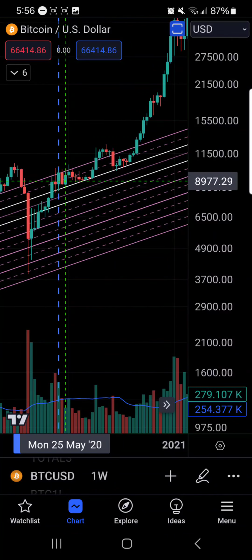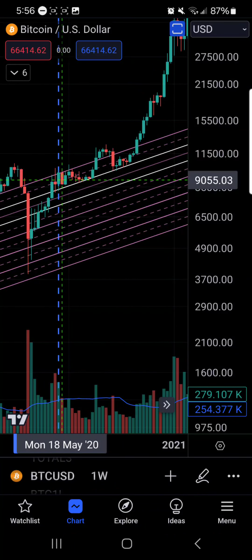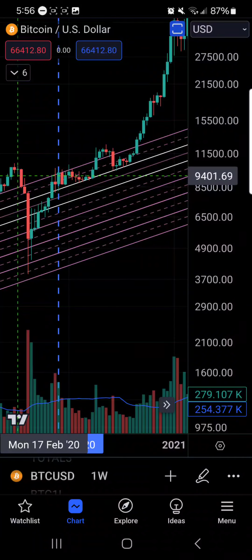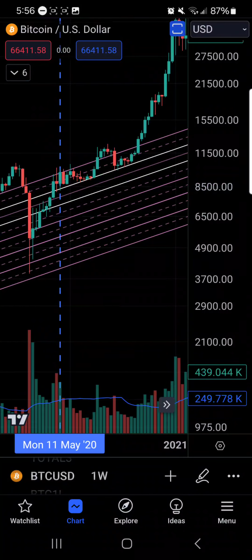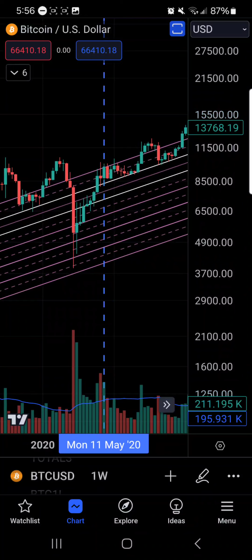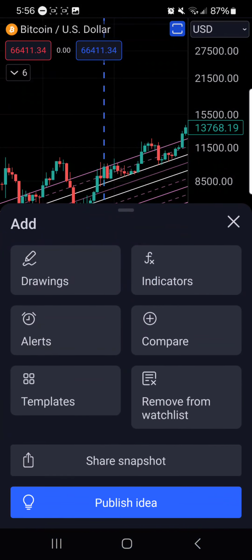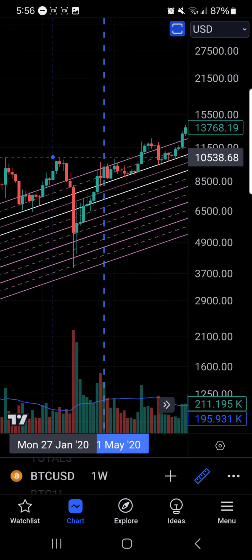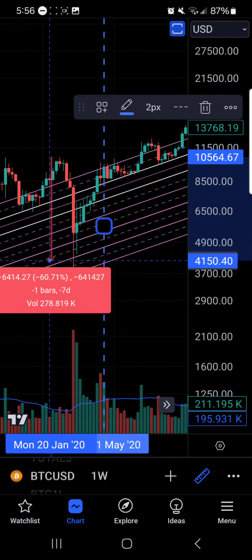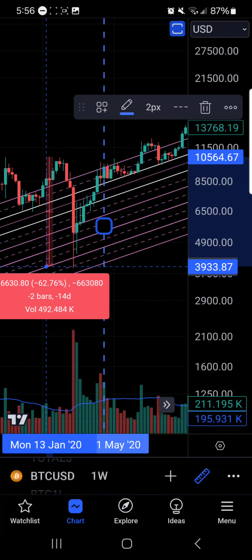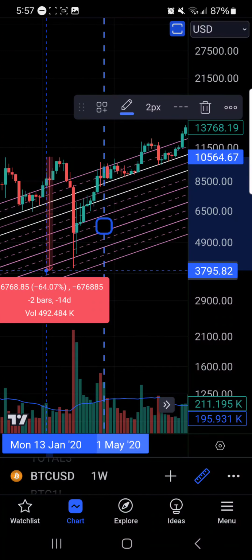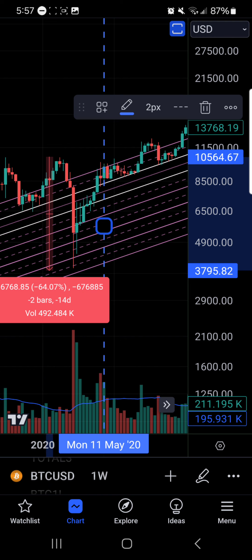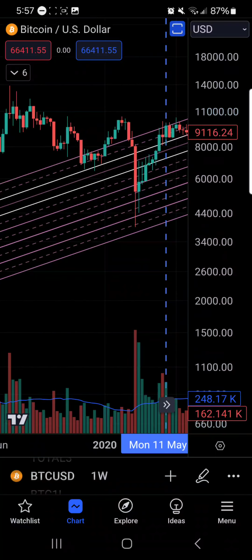And we didn't really have much of one here, but we did have this big dump, the big coronavirus dump, just prior to the halving, which really shook up the market. About a 64% dump there, just a few weeks before the halving. So that kind of did the job.